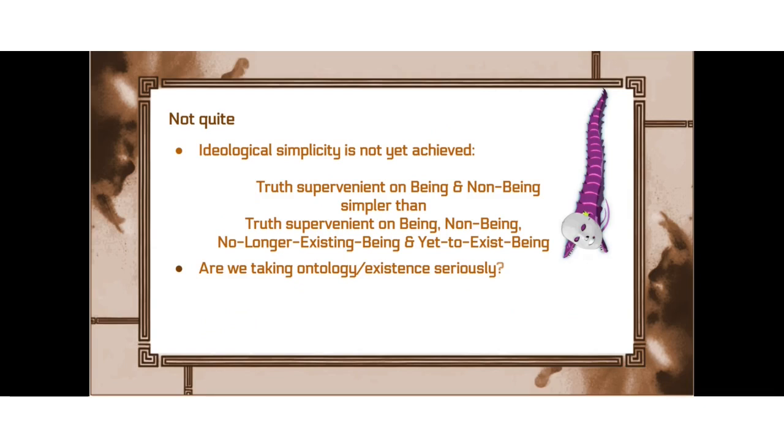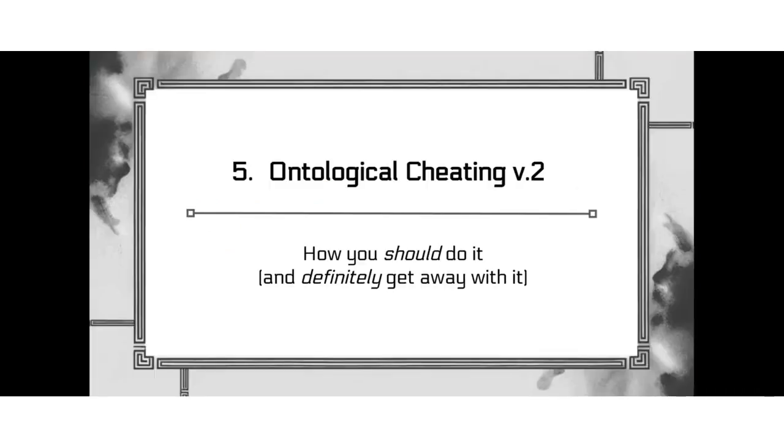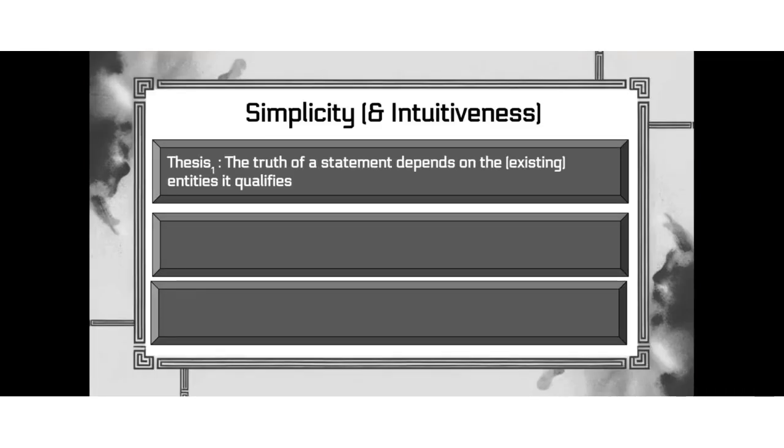And are we taking ontology and existence seriously? This four-dimensional worm here, this eternalist, is going to say, hold on, you're equivocating. We have no longer existing being and yet to exist being. We just call that existence in the future and in the past. And we just define the future and the past in terms of where you are in the 4D world. You can't just have no longer existing being but deny that it's a type of being, a type of existence that we should include in our ontology. So how do we actually do this then?